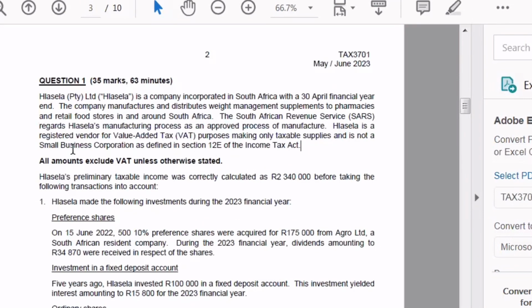Hlasela is a registered VAT vendor for VAT purposes, making only taxable supplies, and is not a small business. If it is a small business, we did a small business last week, although we didn't finish the question. It's just about the rules, the difference on how you treat a manufacturing machine and a non-manufacturing machine. Then they're saying all amounts exclude VAT unless otherwise stated.